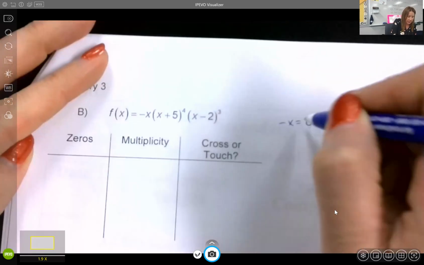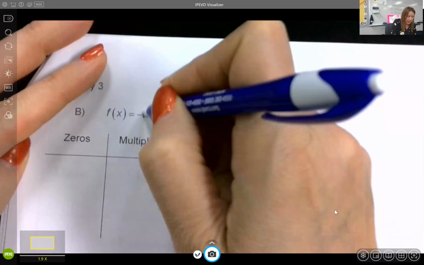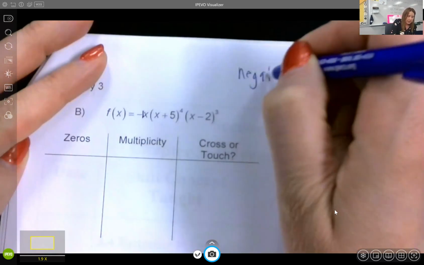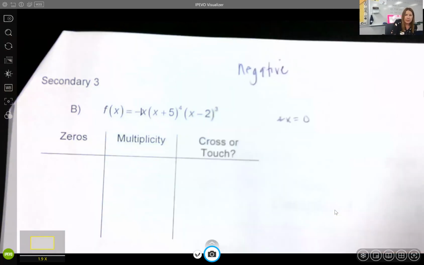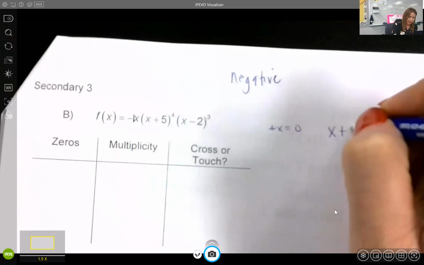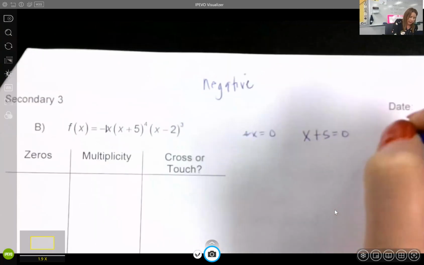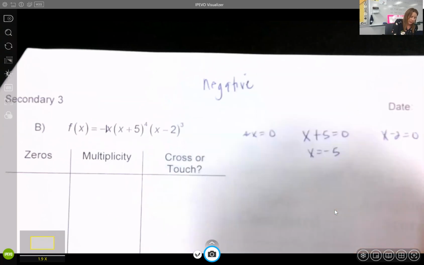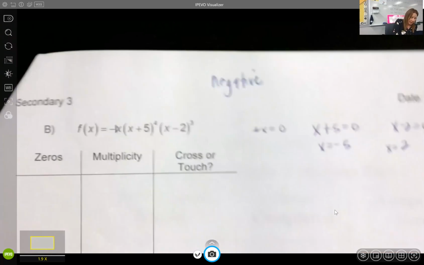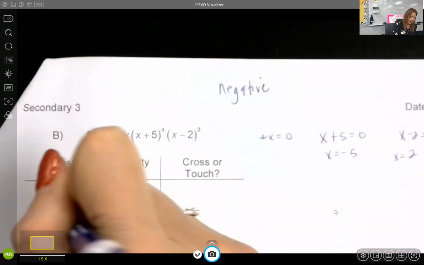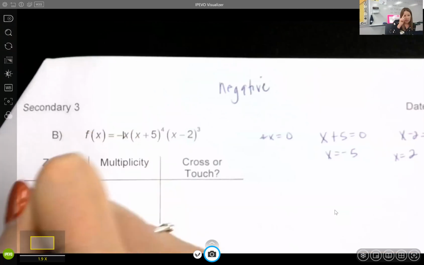Now, I don't have to remember this is like a -1. So all that means is that this is negative. So I don't have to really worry about the x being negative. It's still 0. And then here I have x plus 5 equals 0. X minus 2 equals 0. So -5 and positive 2. Okay, so x equals 0, x equals -5, and x equals 2.